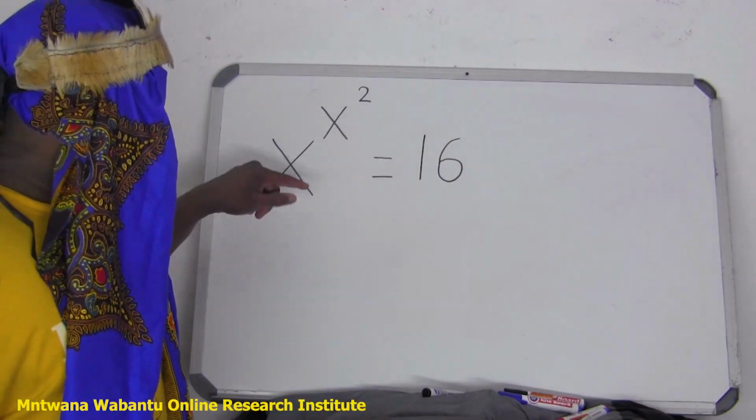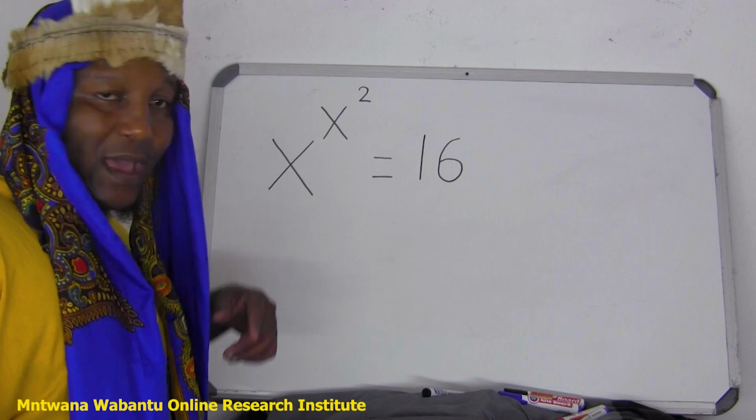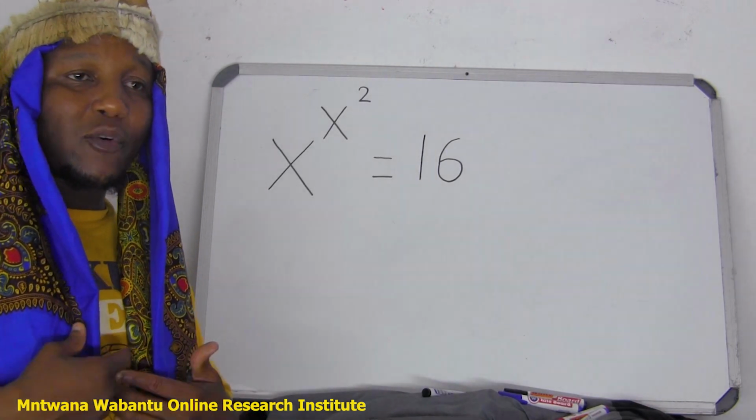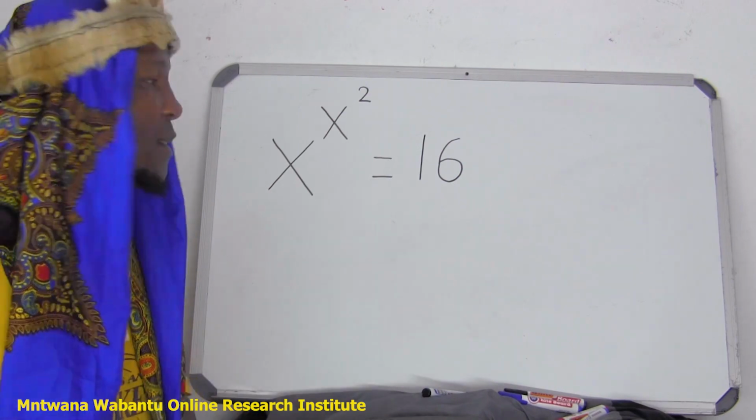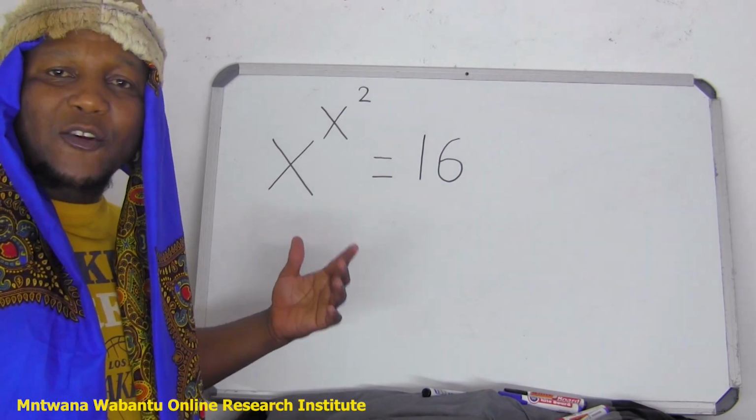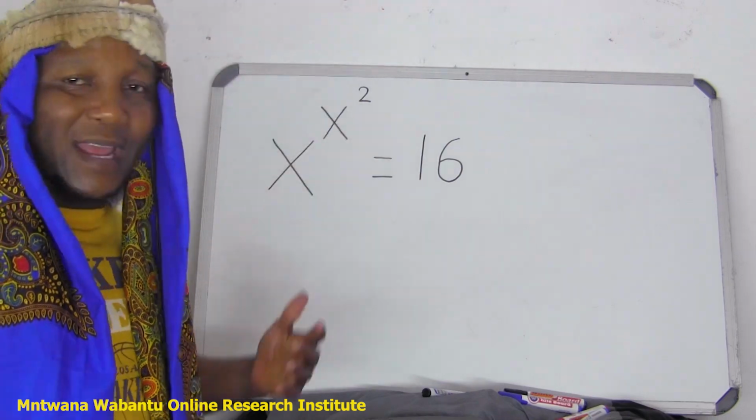We have a question here. They say x power square. So there's a lot of ways you can solve this question, but I'm going to show you my way that I use to solve this question. Very, very easy, okay? So let's just assume I know how to solve this. I can just solve this quick and get the answer.